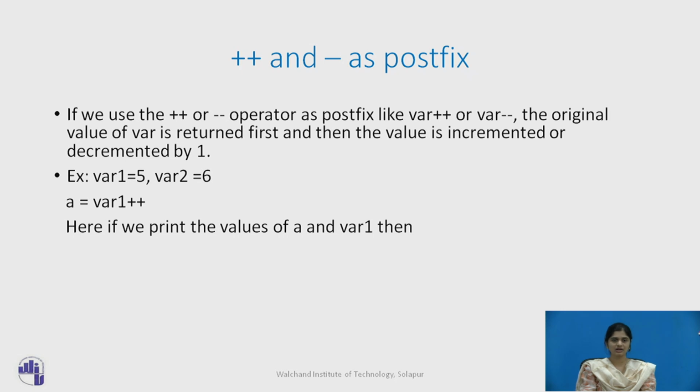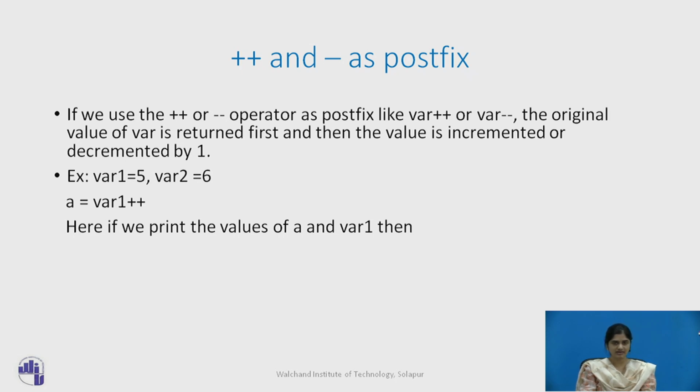Example, variable 1 is equal to 5, that is the value 5 we are associating with var 1, and var 2 is given the value 6. Next we have one more variable a. A is equal to var 1 plus plus. Now here plus plus is used as the postfix operator. It is acting on a single operand, that is var 1. So first, the original value of var 1 will be returned to a. The original value of var 1 is 5, so the answer of a will be equal to 5. Then var 1 will be incremented by 1.